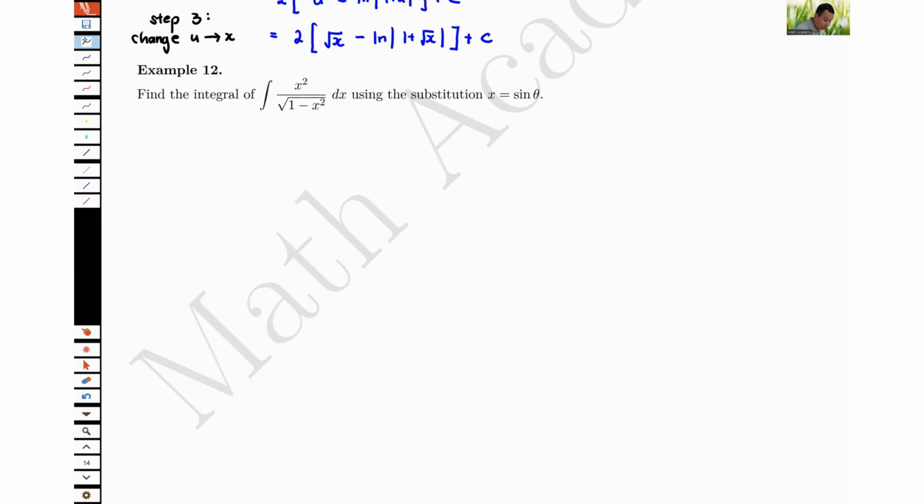Let's start always from differentiating this. So my substitution is x is sine theta. Let me now differentiate this with respect to theta. So on your left-hand side, we get dx d theta. On the right, we will get cosine theta when you differentiate sine. That's step one.